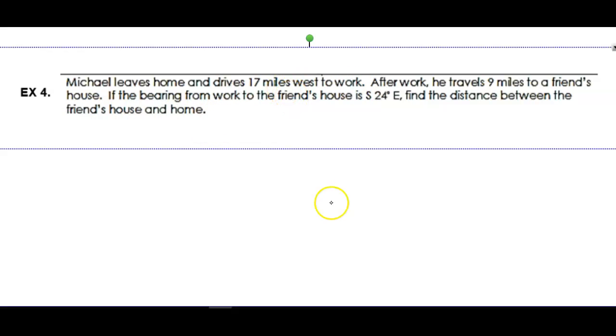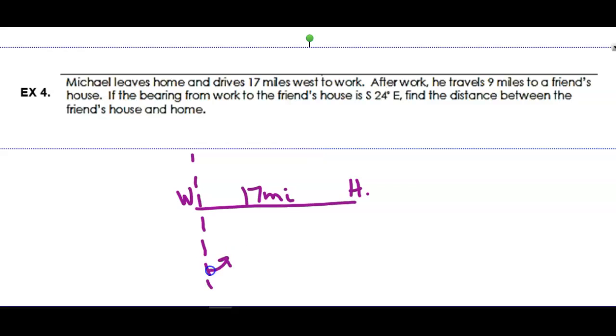Okay, he drives straight west. That's what we need to know first. 17 miles from home to work. After work, instead of going north or south, he drives 9 miles to a friend's house if the bearing to the friend's house is off of south 24 degrees towards the east. Okay, 24 degrees towards the east. And again, he went 9 miles that way.